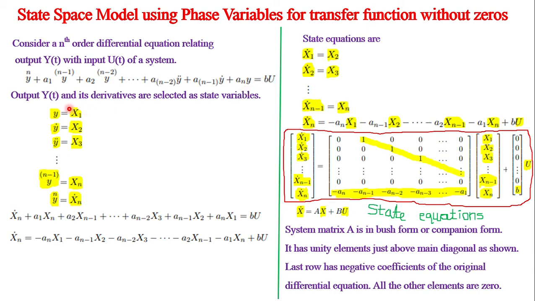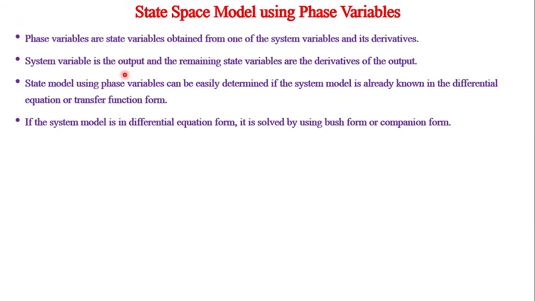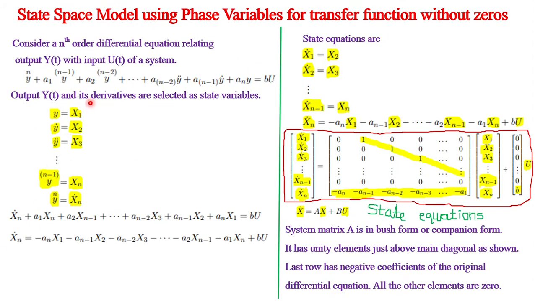So as we have already indicated, output is taken as one of the state variables, and the remaining state variables are derivatives of output. So y is the only output. So x1 is y, derivative of y is x2, second derivative of y is x3, and so on. Finally, nth order derivative of y is xn dot, right?